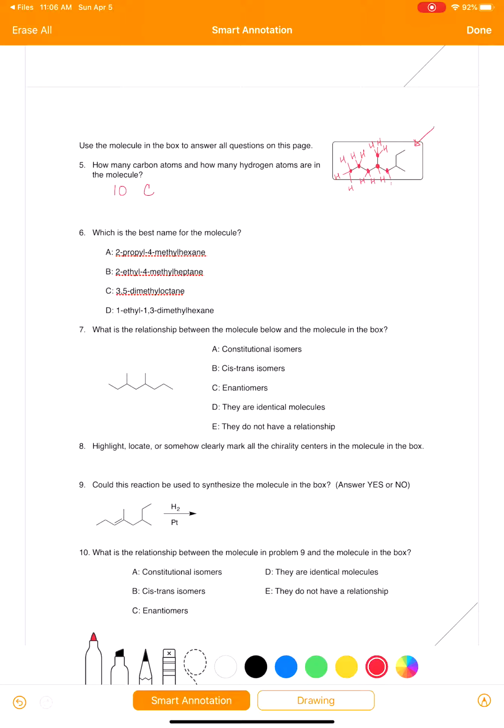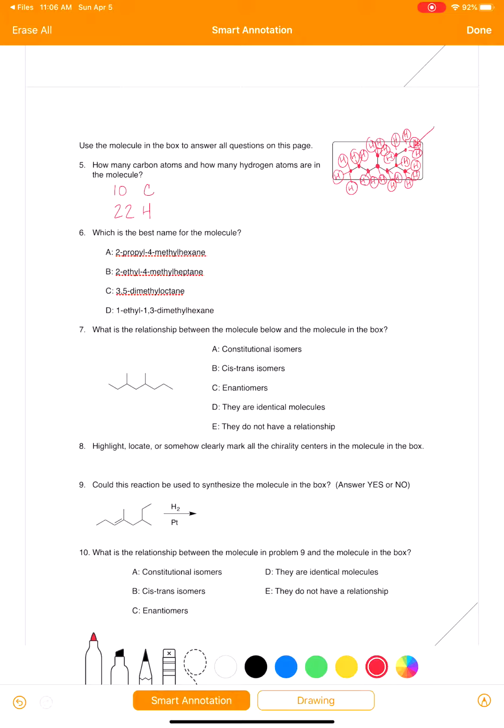Here we can see 2, so that means we can't see 2. The next one we can see 3, so it has 1 hydrogen. This guy has 3 hydrogens. That one has 2, and this last one has 3. And how many in total? 1, 2, 3, 4, 5, 6, 7, 8, 9, 10, 11, 12, 13, 14, 15, 16, 17, 18, 19, 20, 21, 22.